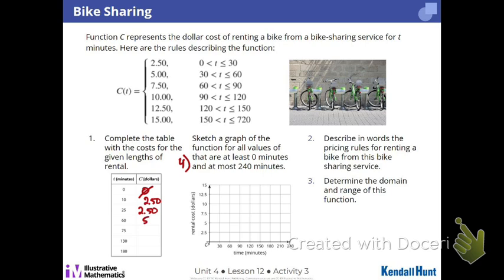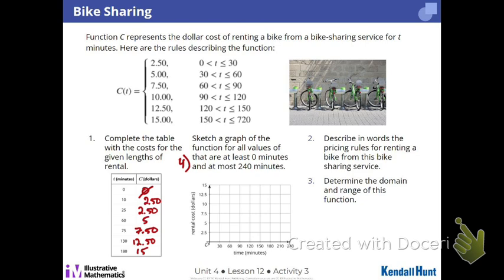Could you have 2 different prices for the same time? No, that'd be really confusing to the consumer. Like, how much am I paying? Well, here it's clear. 75 minutes, we're going to fall in this interval. $7.50. 130 minutes, we're falling in this interval. $12.50. 180 minutes, we're falling in this interval. $15.